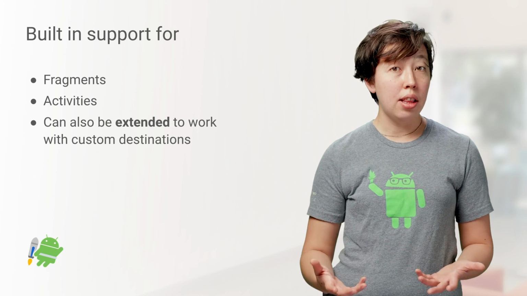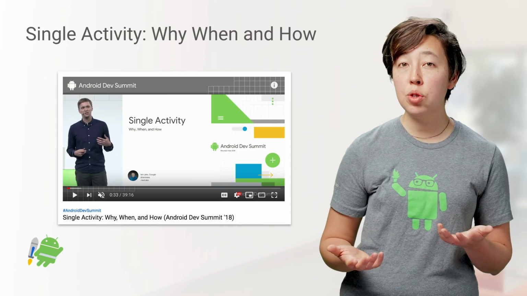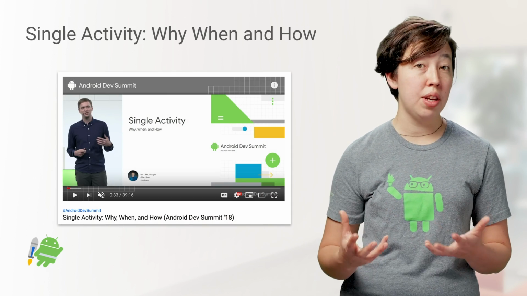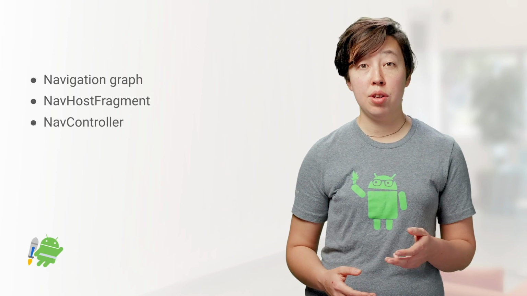You can also extend the library to work with other screen implementations, like your custom views. Let's look at some examples of the navigation components in action with a single activity, swapping out multiple fragments. If you're wondering why you might consider a single activity model, check out Ian Lake's excellent talk, which I've linked in the notes. Okay, so one way to think about the navigation component is that there are three major parts working together in harmony. These are the navigation graph, the nav host fragment, and the nav controller.